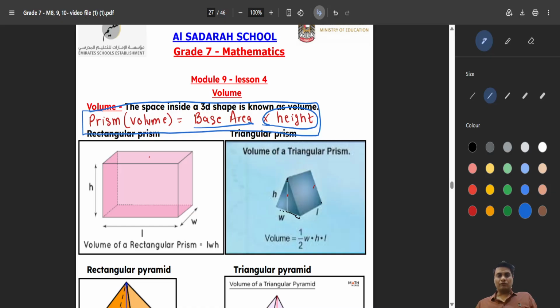Now, how to find the volume of a rectangular prism? Directly remember length times width times height. This is for the rectangular prism. For the triangular prism, the direct formula, just remember the formula, easy for you. Same thing, length times width times height, but here you have to divide by 2. So what is the difference in the rectangular prism and triangular prism formula? Here you have to divide by 2 in the triangular prism, okay? That's it. And if I ask you the basic formula for any prism, it is base area multiply height.